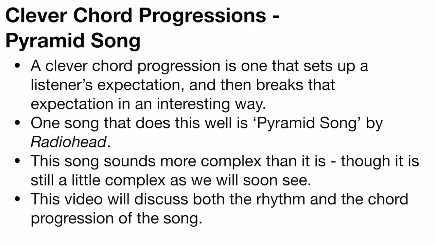A clever chord progression is one that sets up a listener's expectation and then breaks that expectation in an interesting way. One song that does this well is Pyramid Song by Radiohead. It does this because it has a complex sounding rhythm and chord progression that's actually not that complex when you analyze it. It actually sounds much more complex than it is, which is incredibly clever and refreshing for a rock song.